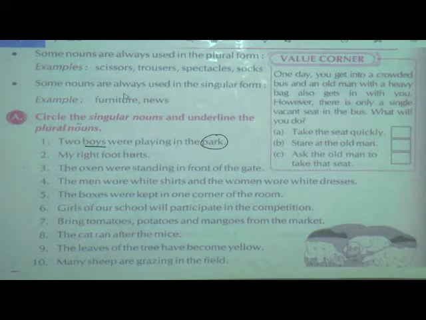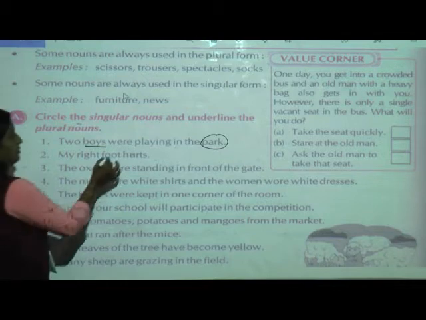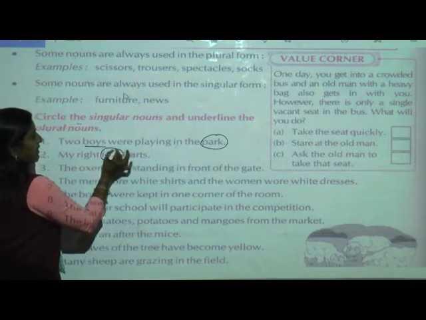Understood, students? Okay. Next, my right foot hurts. Now foot is what? Yes, it is a singular noun. So I am going to circle it.